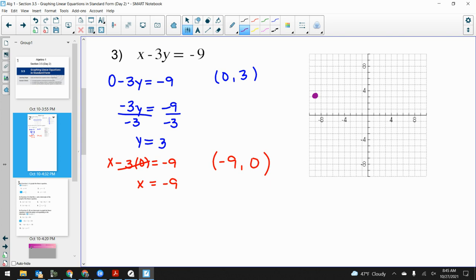That point is not even on the line. The correct points should be 0 comma 3 and negative 9 comma 0, connecting our line between them. Okay? I will give you blanks for the coordinates, and it'll look like what it looked like on the quiz last week with the parentheses.